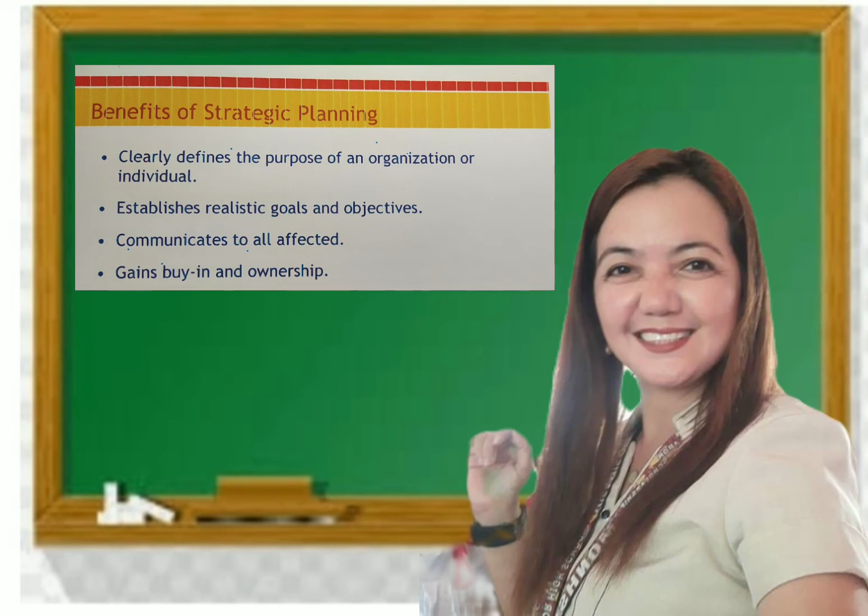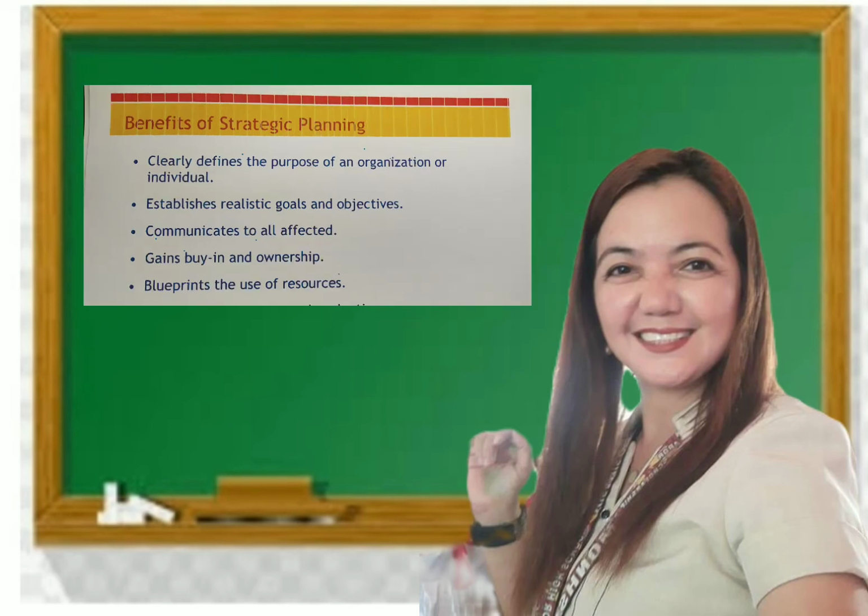And we have the fifth one, the blueprints, the use of resources. So when we talk about blueprints, that is your guide for making something or a map to help you figure out what to do. So your strategic plan is your blueprint or guide, no? In something that you have to figure out in what to do in your business.